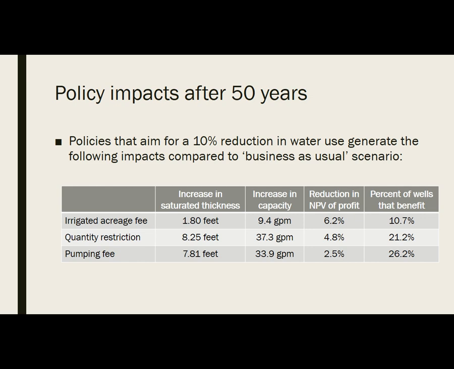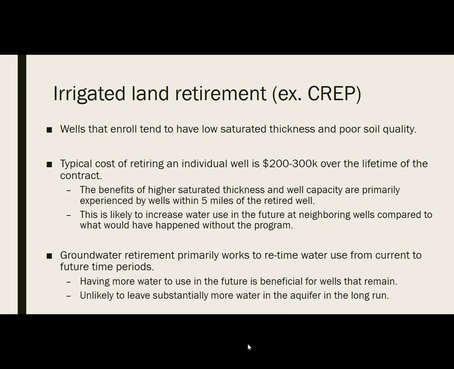And indeed, a large percentage, nearly a quarter of all wells, actually benefit from the policy because there's more water available in the aquifer. Their profits increase as a result of the policy over that 50-year time frame. Now, as I said, another option would be to go with irrigated land retirement. These land retirement policies pay individuals an annual payment over 15 years typically to take their wells out of production, typically in perpetuity.